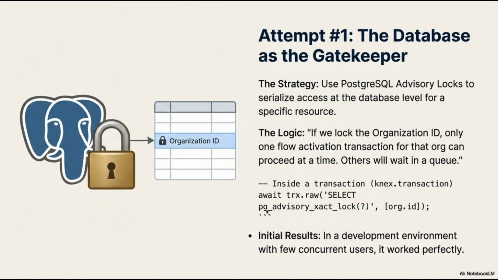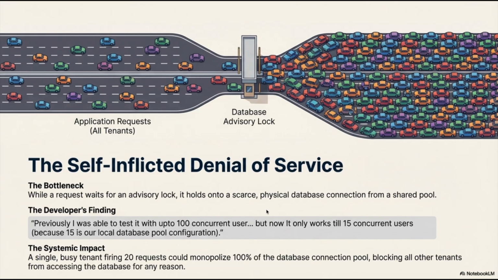The initial result in the development environment with few concurrent users was that it worked perfectly fine. But when we got a lot of application requests from all the tenants, the database advisory lock failed. Why? The bottleneck was that while a request waits for the advisory lock, it holds a scarce physical database connection from the shared pool. A single big tenant firing 20 requests could monopolize 100% of the database connection pool, blocking all the other tenants or organizations from accessing the database for any reason. This is a very bad experience, right?